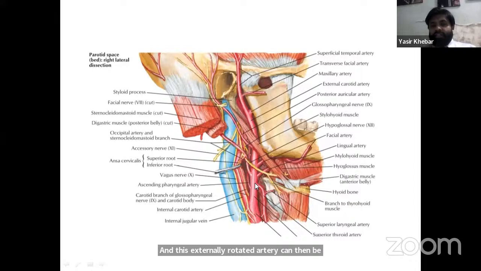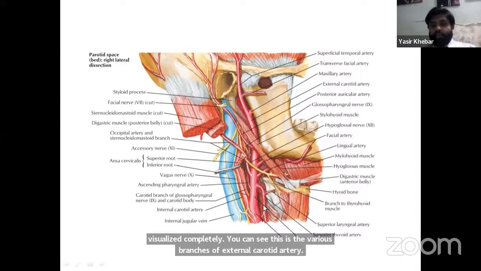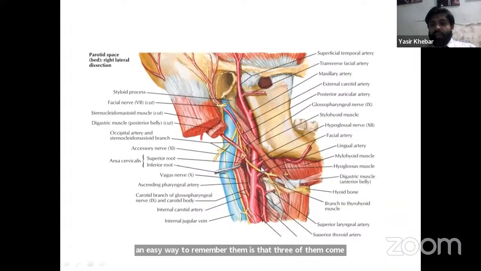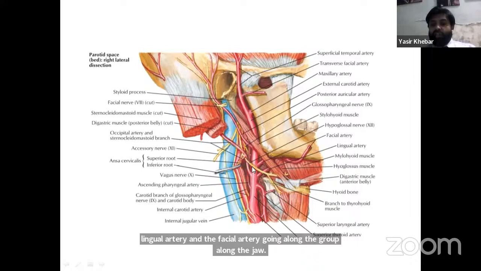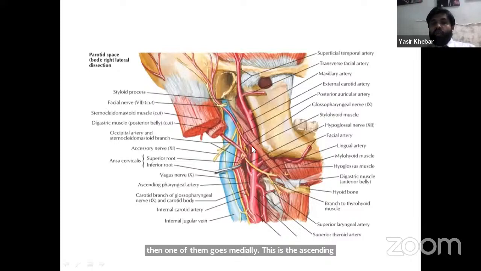An easy way to remember them is that 3 of them come anteriorly, the superior thyroid artery, the lingual artery, and the facial artery going along the loop along the jaw. Then 1 of them goes medially. This is the ascending pharyngeal artery that goes medially. 2 of them go posteriorly. One of them is this one, posterior auricular artery. Another one is this, the posterior occipital artery. And then finally 2 terminal branches, the internal maxillary artery and the superficial temporal artery that all the residents love to burst during the decompressive surgery.